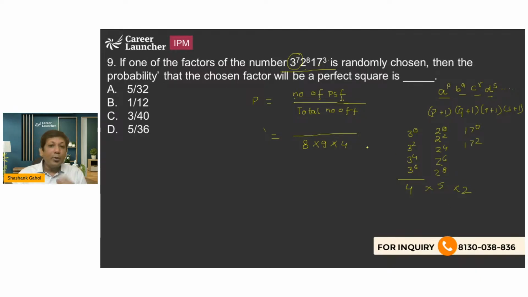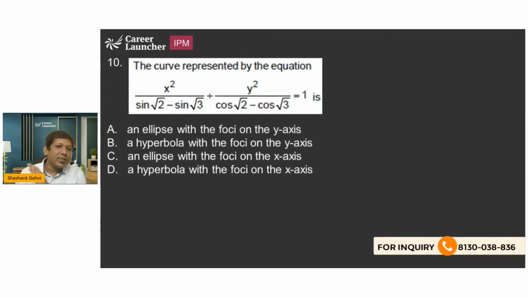So total number of factors that are perfect square are going to be 4 into 5 into 2, and that gives us 5 divided by 36, and that is going to be option D. So this is how it should be approached. Now let's look at the next one. So basically the curve represented by the equation.